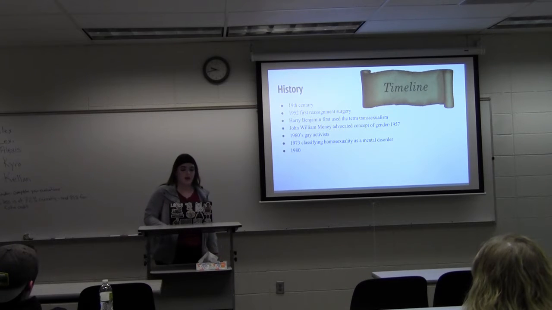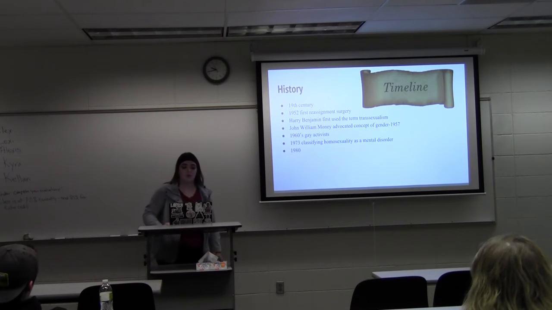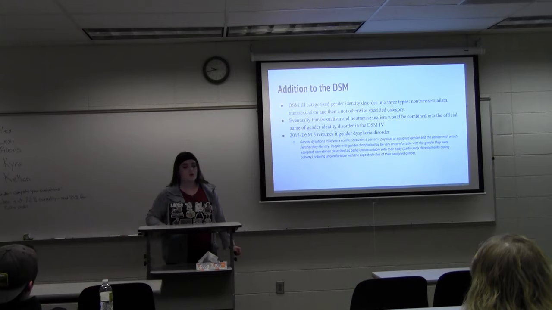In the 1960s, gay activists really wanted to challenge psychologists at the time and how people thought about homosexuality and transgender identity as being a mental illness, so they took to the streets to hold marches and protests. Unfortunately, in 1973, homosexuality was classified as a mental disorder, which then leads to the DSM, in which in 1980, gender identity disorder is then seen as a mental disorder.